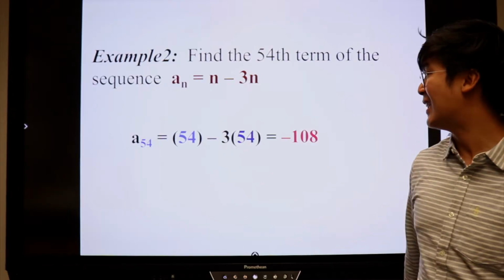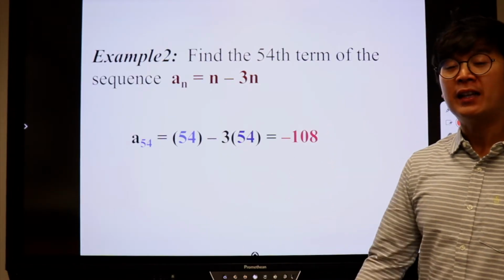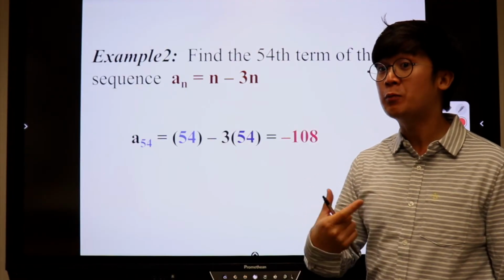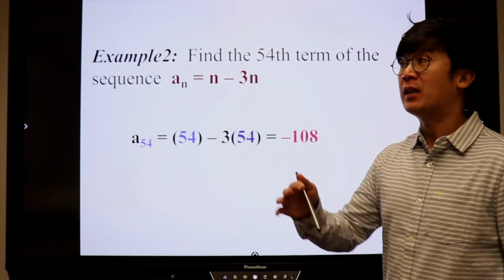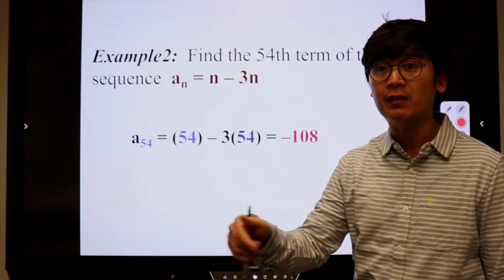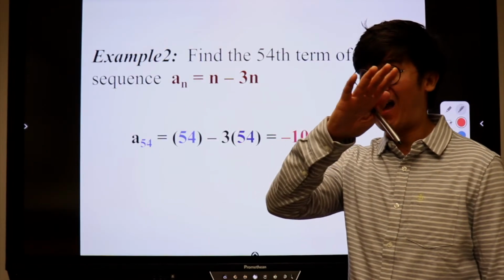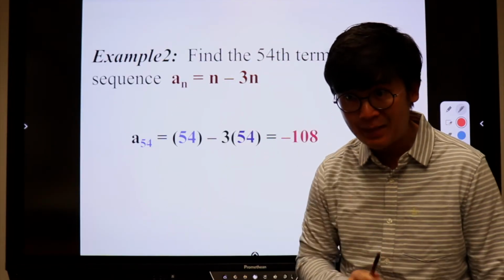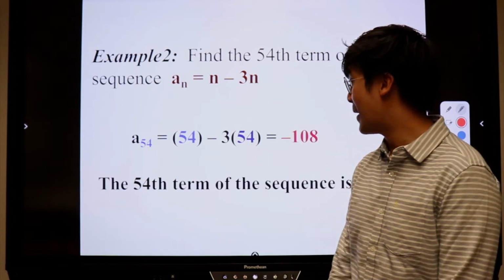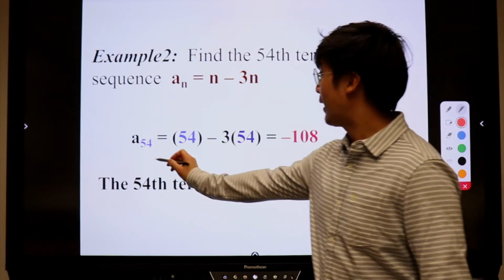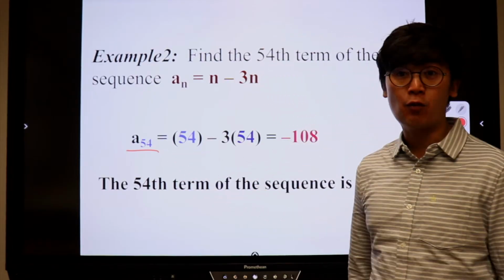So mathematics, as abstract as it is, is actually training you how to communicate well. If you can communicate mathematically, it's a lot easier to communicate with a lot of things because there's a pattern. It's all about the pattern. So find the pattern and you'll be able to communicate mathematically. So the 54th term of the sequence is negative 108. A sub 54 is negative 108.